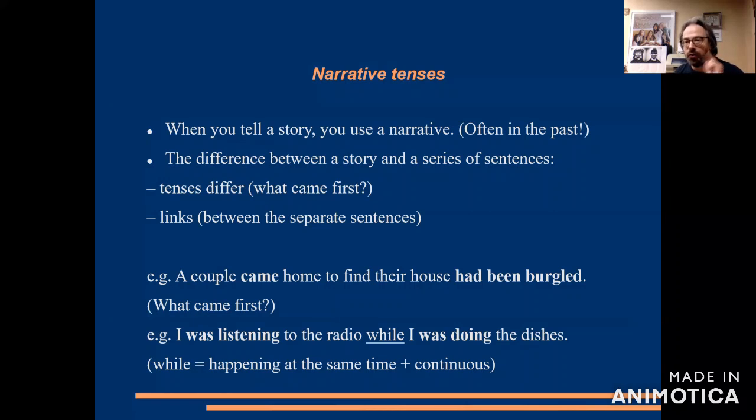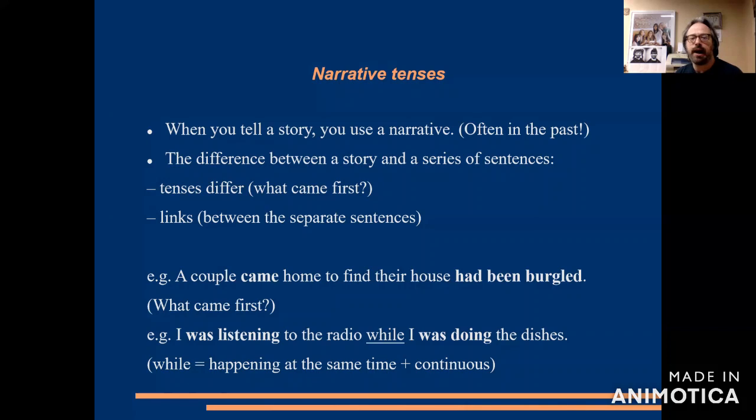And also there is a second clue: while. While is a linking word, and that means happening at the same time. So if you know that while means happening at the same time, it makes sense that the verb in front and the verb in the back are using the same tense, because, right, they're happening at the same time. So over to the second part.